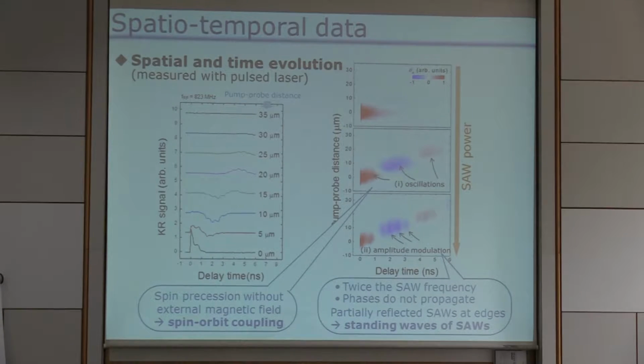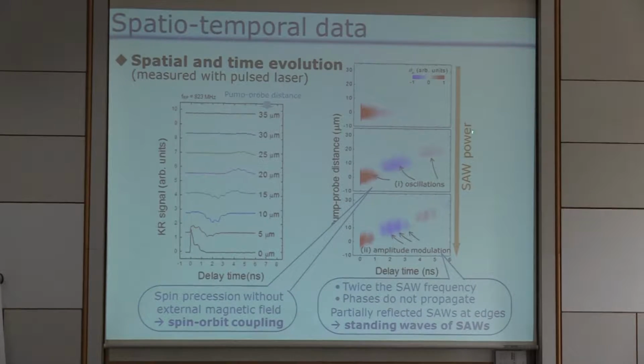Okay, and this is some data we measured with the pulsed laser. Here is the Kerr rotation signal versus delay time, and this is the pump-probe distance. When the pump and probe beams overlap, we observe the spin signal at a delay time of 0. But when we separate the pump and probe beams, we observe the signal appear at some delayed time. So we can plot this in a color map as a function of pump-probe distance and delay time.